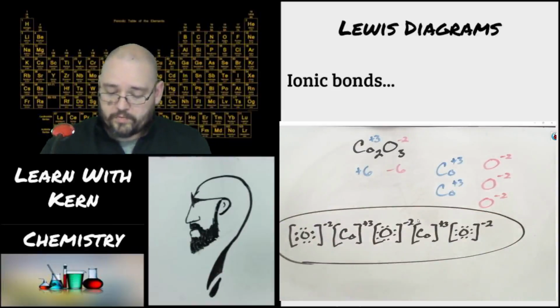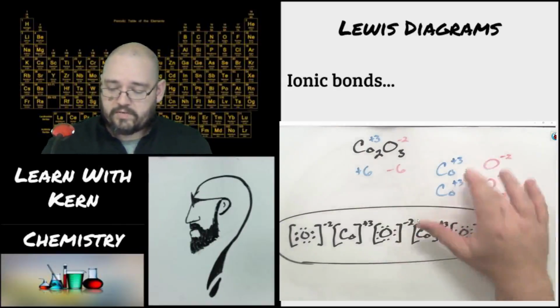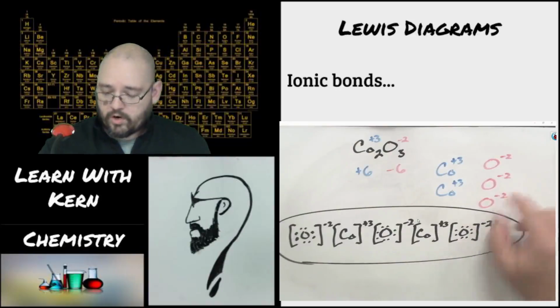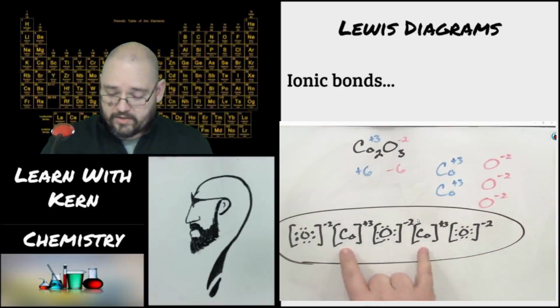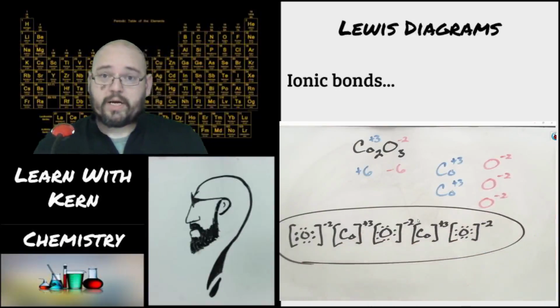So hopefully that makes sense. You simply know the charge, and so you know how many electrons get moved over. You can draw it out that way, but if you just know the charge of each of them, then you know that your anions, the negative ones, are always going to have 8 valence electrons around them, and your cations are not going to have any dots, but they are going to have their charge, and you put them in brackets.